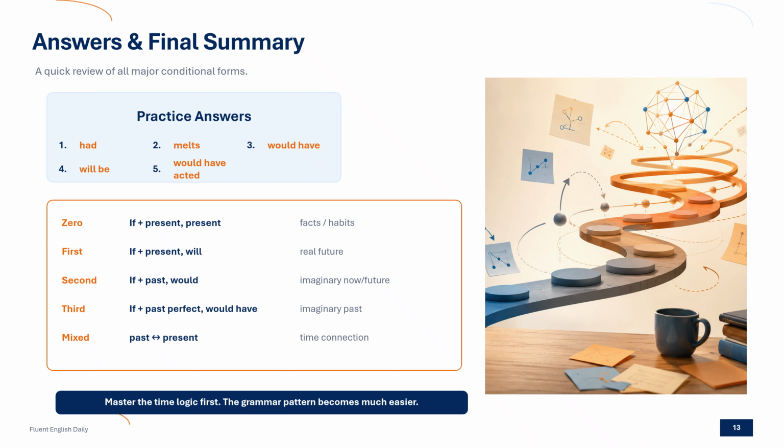Let's review. Use the 0 conditional for facts and habits. Use the first conditional for real future possibilities. Use the second conditional for imaginary present or future situations. Use the third conditional for imaginary past situations. Use mixed conditionals when the condition and result refer to different time periods. Master the time logic first, and the grammar patterns will become much easier.